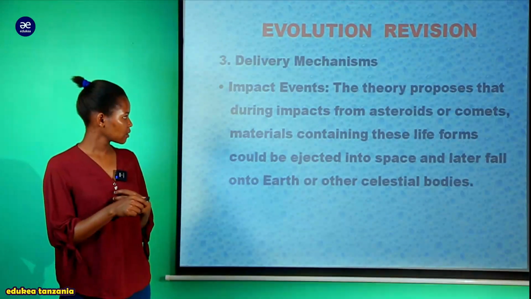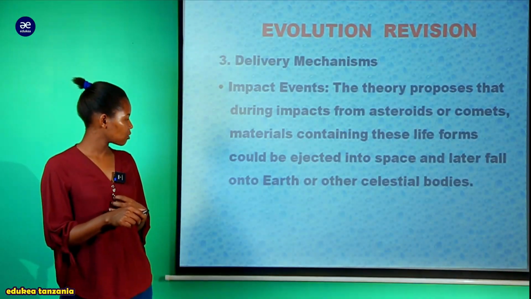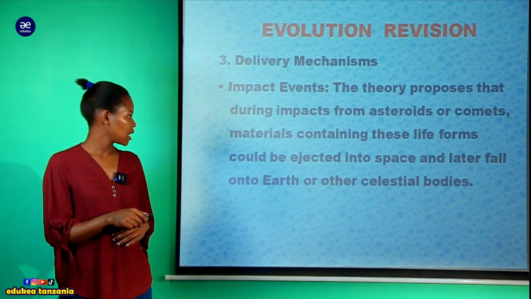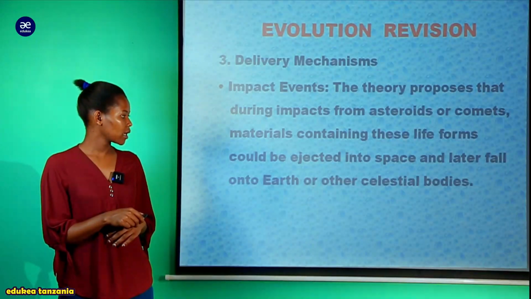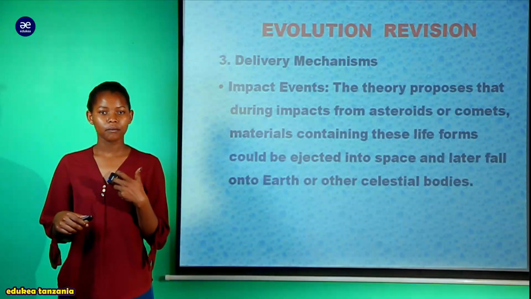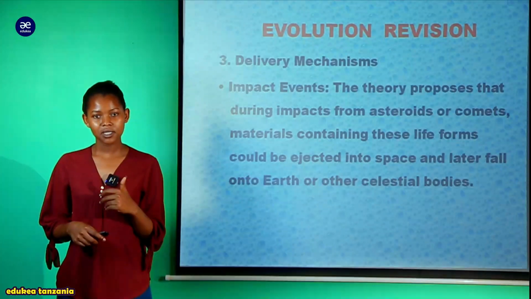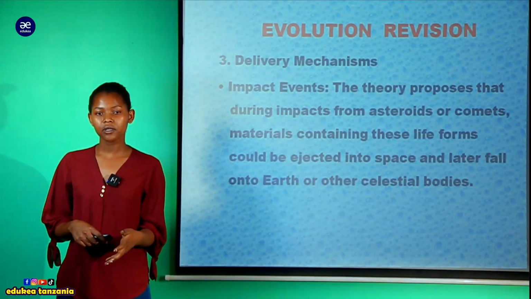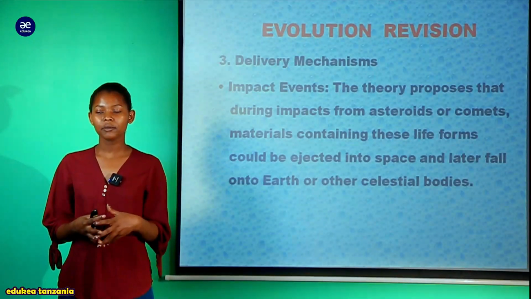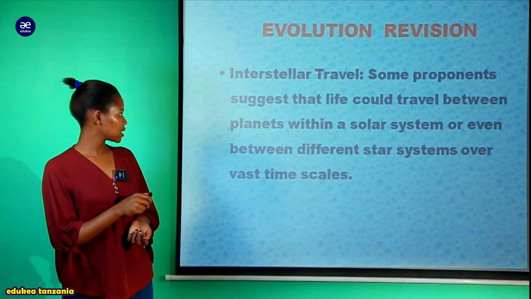Starting with impact events, the theory proposes that during impacts from asteroids or comets, materials containing these life forms could be ejected into space and later fall onto Earth or other celestial bodies. That is impact events. Kwamba those life forms zilikuwa zinakuwa impacted into the asteroids or comets, and these asteroids and comets then after fall into the earth, and then after falling onto the earth maisha ndo yakawa yamefika katika earth according to Cosmozoic.